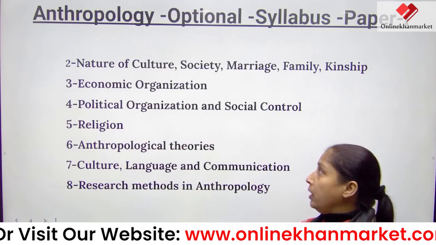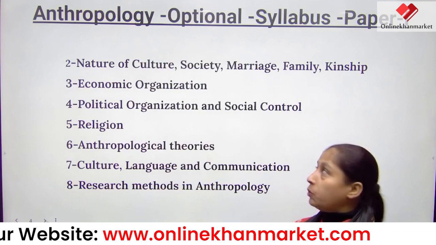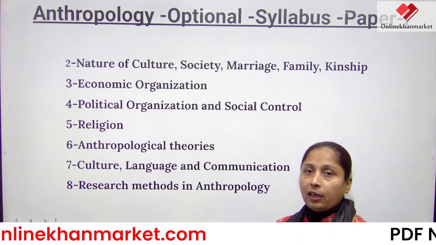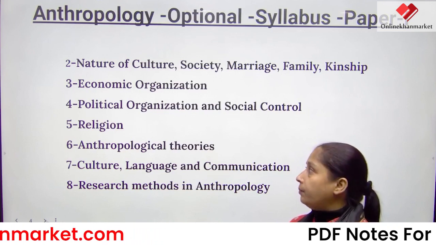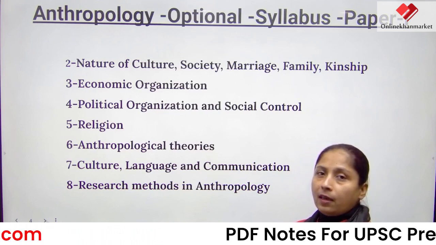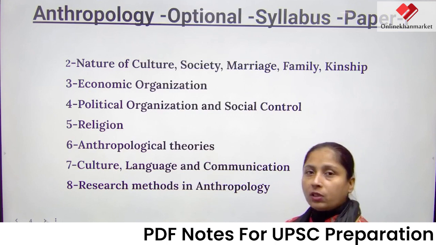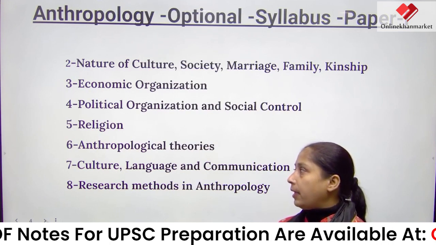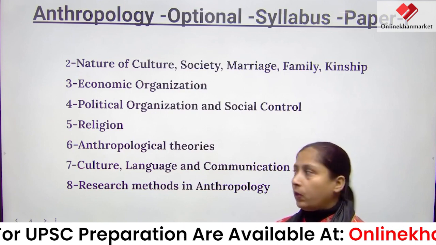Number 2, nature of culture, society, marriage and kinship. Number 3, economic organization. Number 4, political organization and social control. Number 5, religion. Number 6, anthropological theory.